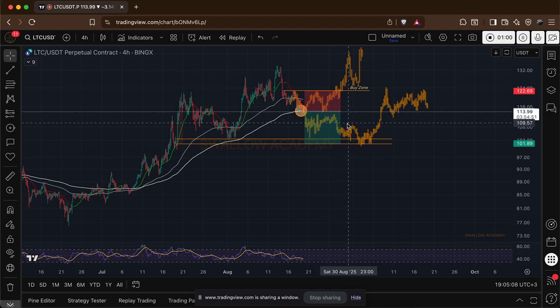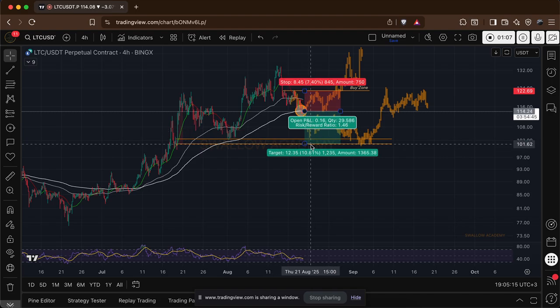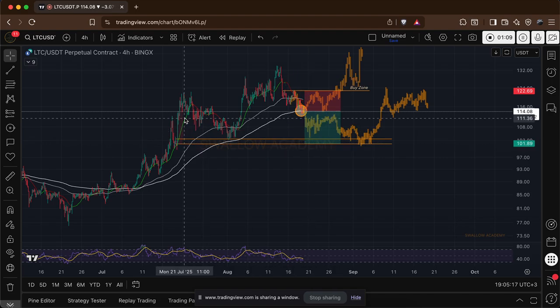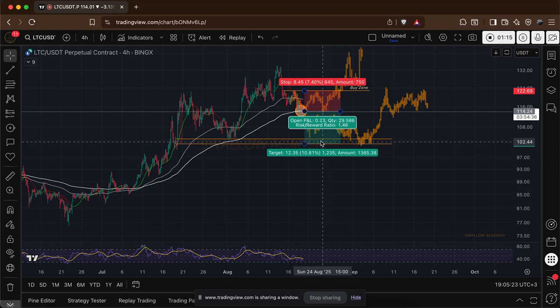So if we see the breakdown from this 200 EMA area, we're going to short towards this basically fully unfilled CME gap here, and also some sort of liquidity area based on this zone here. So this would be our buy zone and short target as well.